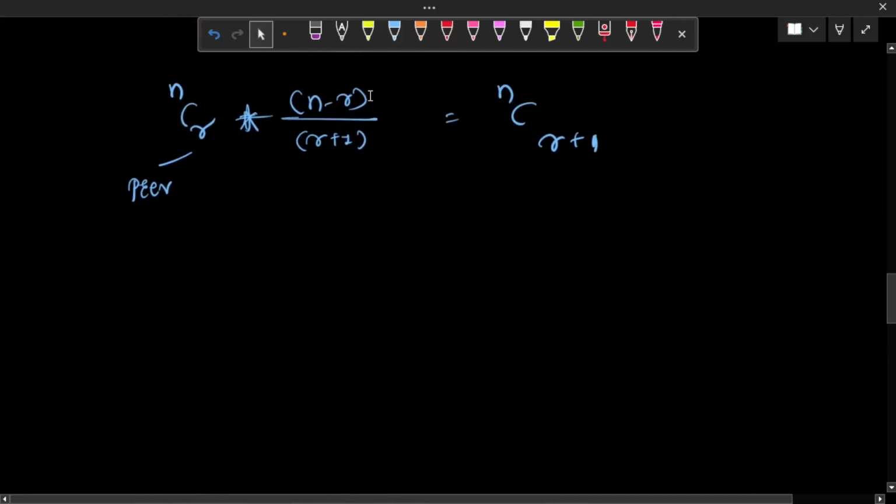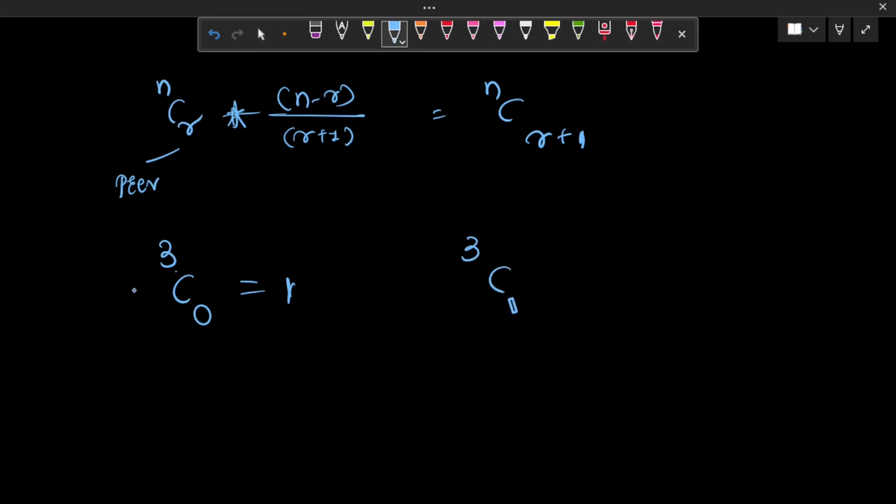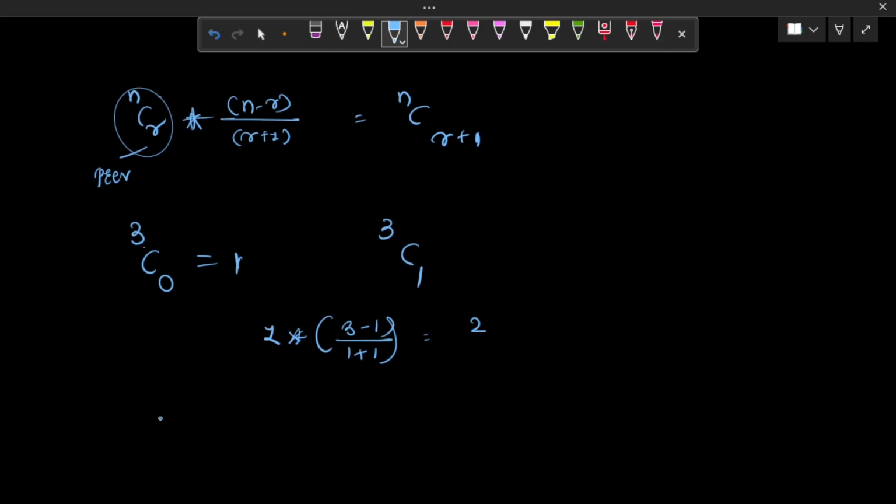Now let's try to solve this problem for n equal to 3, starting with 3C0. For this the answer is 1, so I'll start with 3C1. Let's try with 3C1. NCr is the previous value, so 1 multiplied by (n minus r), where r here is 1. So 3 minus 1, over 1 plus 1. So 1 into 2 divided by 2, which is 1. So the answer for nC1 is 1.